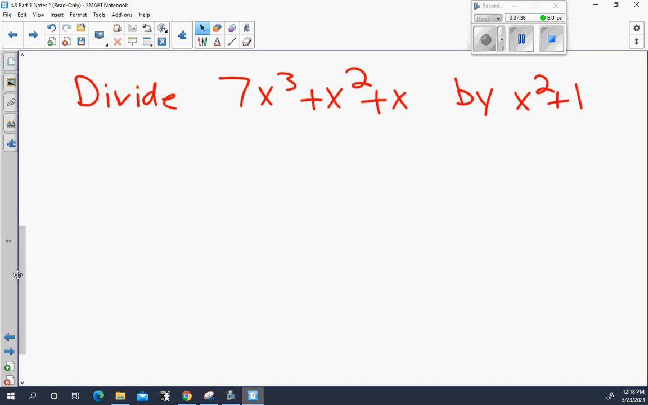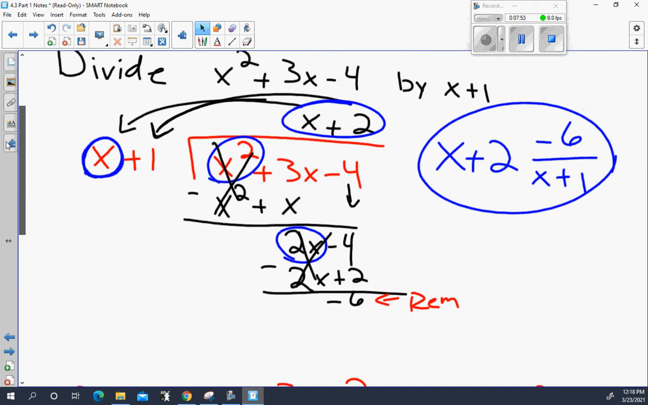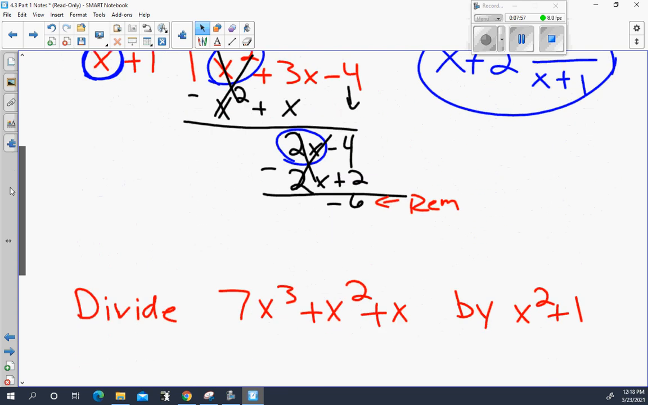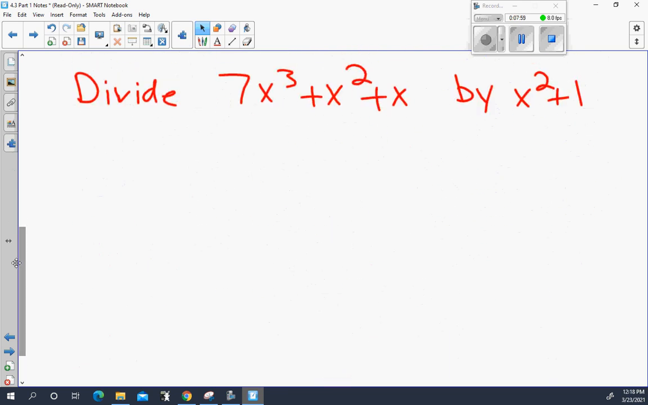This one, what I want to point out. When we divide polynomials, we want to write it in the form x cubed plus x squared plus x plus 1 or plus whatever, right? We want to incorporate all of these. Just like the one above, we had x squared plus 3x minus 4 divided by x plus 1. This one, we have 7x to the third. That's where we're going to start.